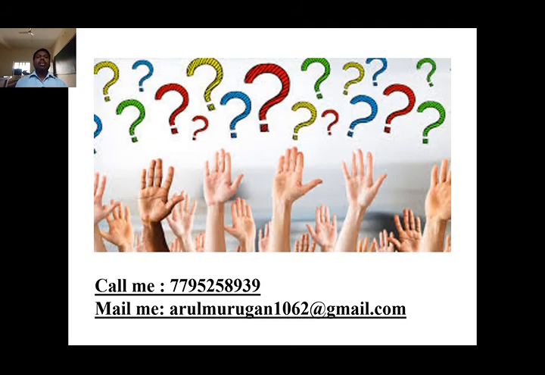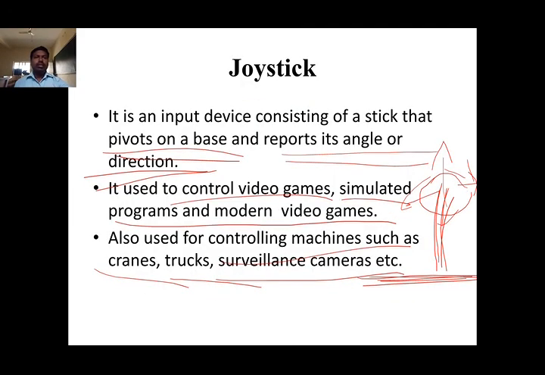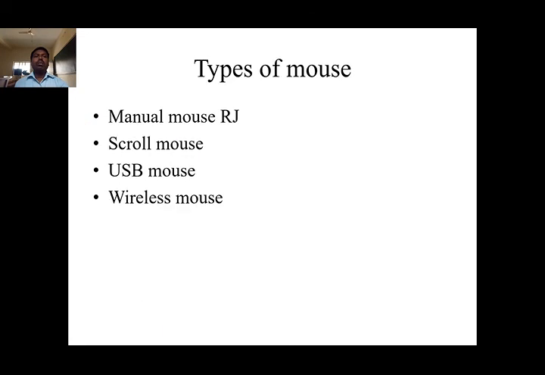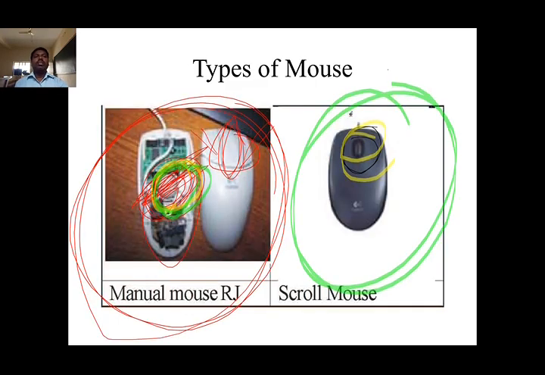Dear students, I am going to conclude this video by giving a summary. First we discussed what is a mouse. A mouse is an input device that controls the movement of a cursor on the display screen. The display screen is mapped in the form of graphical dots called pixels. It is a small device, so you can roll or navigate along a flat surface. The movement of the position is converted into signals and sent to the computer. There are 4 types of mouse: manual mouse RJ, scroll mouse, USB mouse and wireless mouse. So these are all the 4 types.